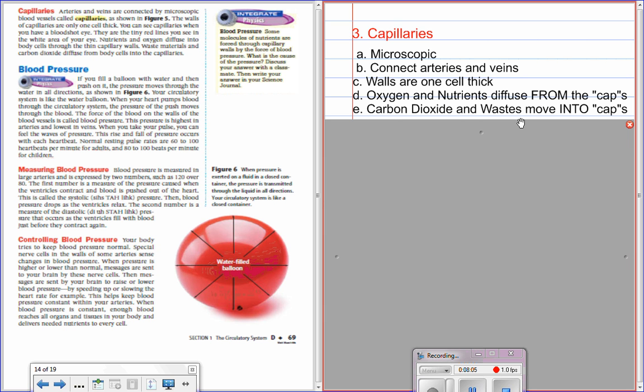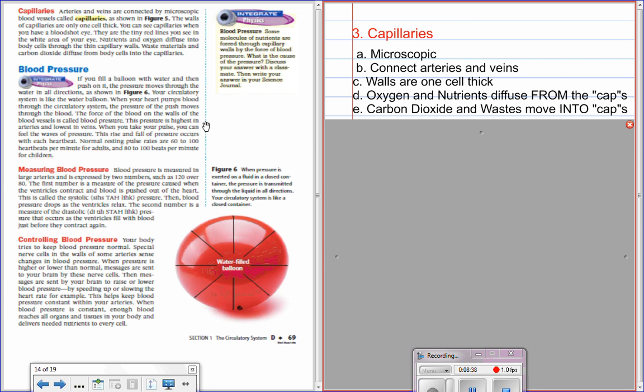Now let's switch gears a little bit and talk about what all this means for our bodies. Blood pressure. If you fill a balloon with water and then push on it, the pressure moves the water in all directions, as shown in figure 6. Your circulatory system is like the water balloon. When your heart pumps blood through the system, the pressure of the push moves through the blood. The force of the blood on the walls of the blood vessels is called blood pressure. The pressure is highest in arteries and lowest in veins.